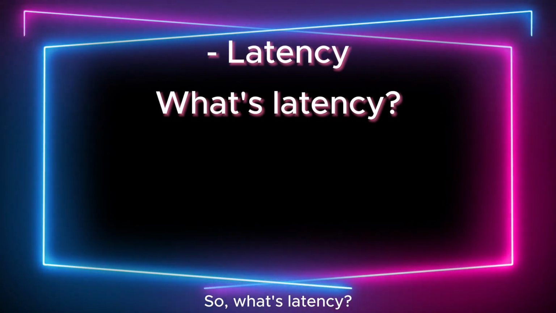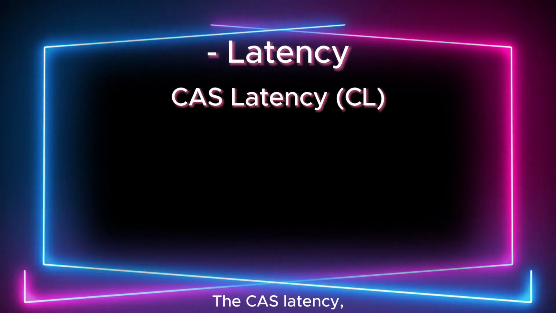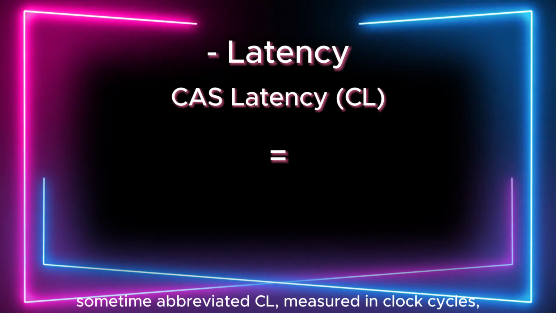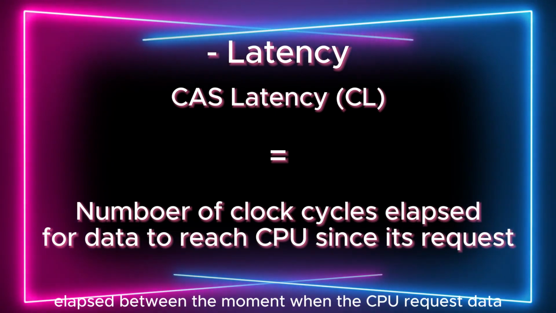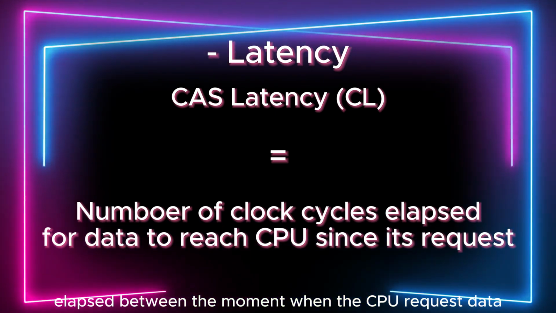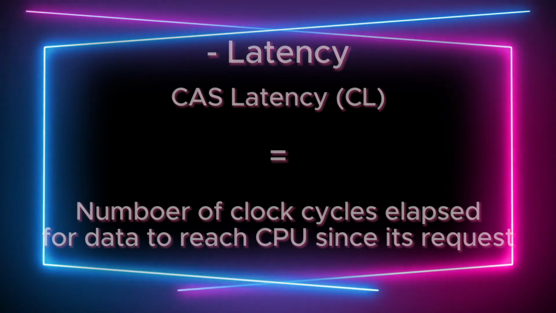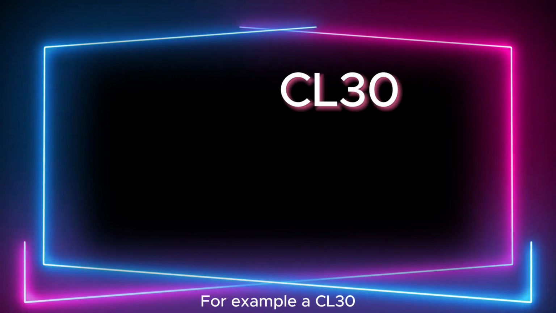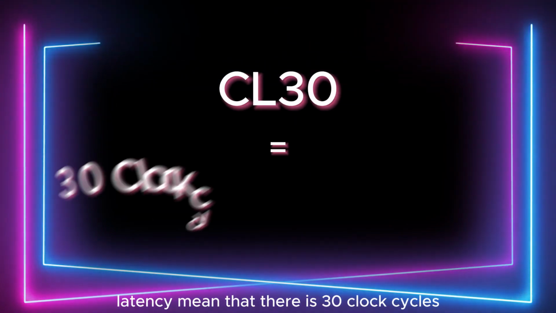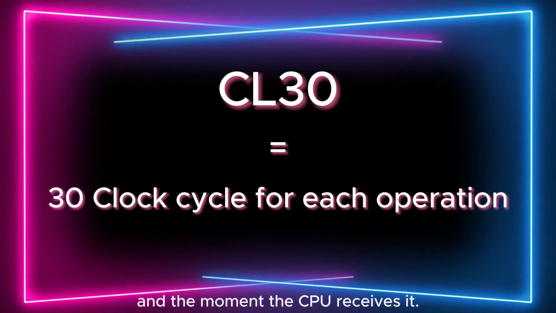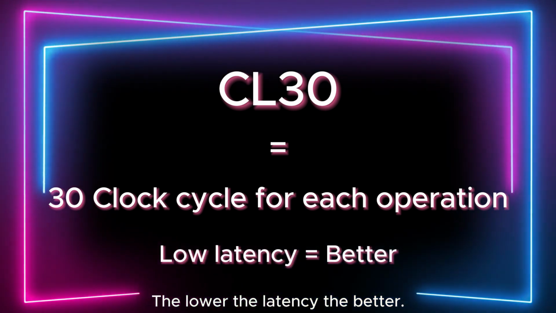So, what's latency? The CAS latency, sometimes abbreviated CL, measured in clock cycles, is the number of clock cycles elapsed between the moment when the CPU requests data and the moment the RAM accesses it and sends it. For example, a CL30 latency means that there are 30 clock cycles between the request of the data and the moment the CPU receives it. The lower the latency, the better.